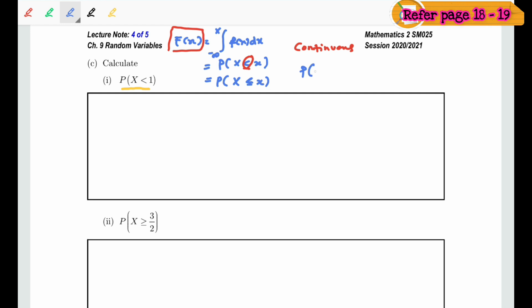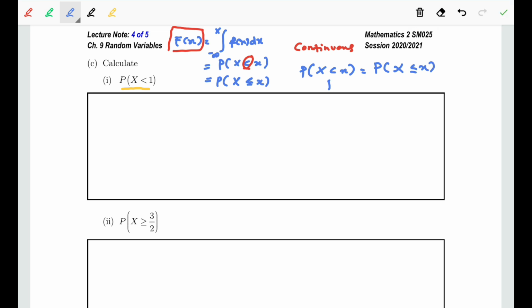Why are these two things equivalent? P(X less than x) should equal P(X less than or equal to x), because P(X equals x) equals 0. Since this is the area that we have to find, for X equals x it doesn't give you any area, so that's why it's equivalent. Less than or less than or equal is just equivalent.